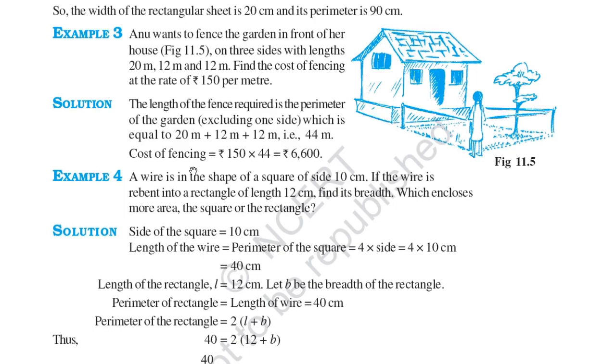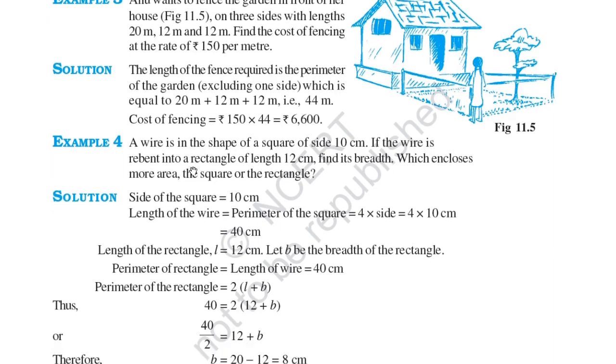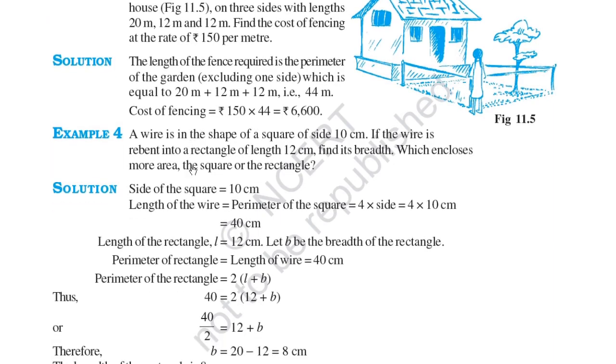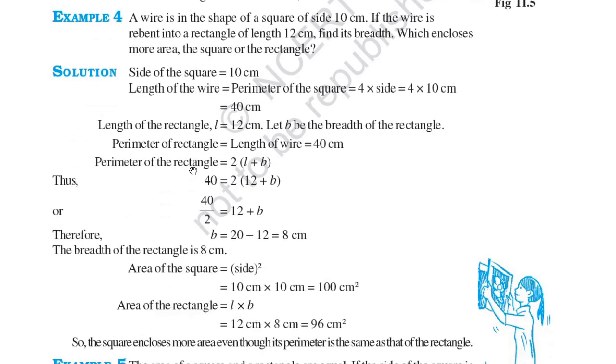So the cost of fencing is 150 into 44, that is 6600 rupees. Fourth example: a wire is in the shape of a square of side 10 centimeter. If the wire is rebent into a rectangle of length 12 centimeter, find its breadth. Which encloses more area, the square or the rectangle? You can see here, the side of the square is 10 centimeter. The length of the wire is the perimeter of the square, that is 4 into side, that is 4 into 10 gives 40 centimeter.